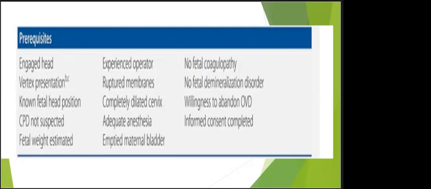Again, the operator should be experienced. At this time, the membranes should be ruptured. The cervix should be fully dilated. There should be adequate anesthesia. Remember to empty the bladder because it will impede the delivery of the head. There should be no fetal coagulopathy because you will be using a vacuum or a forceps, and you might incur fetal injury. There should be willingness to abandon the procedure, and informed consent from the patient that you are doing this to the mother in order to deliver her baby.